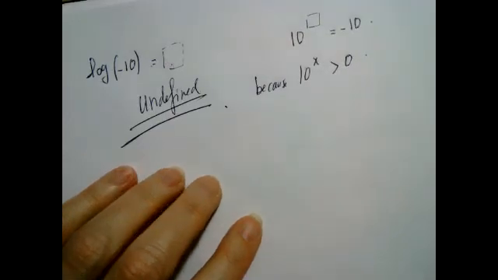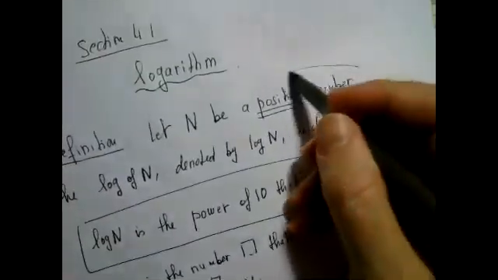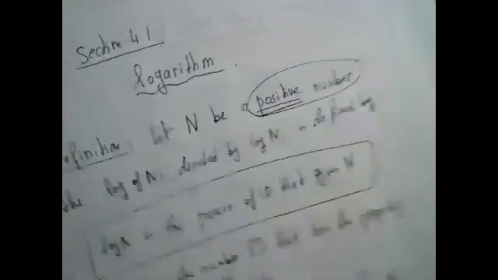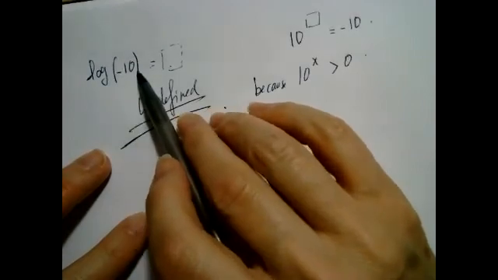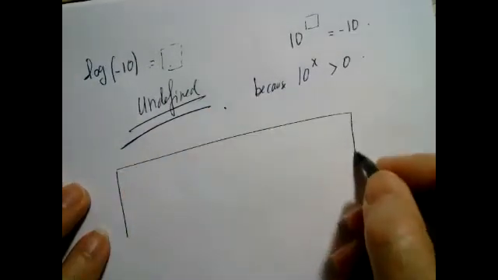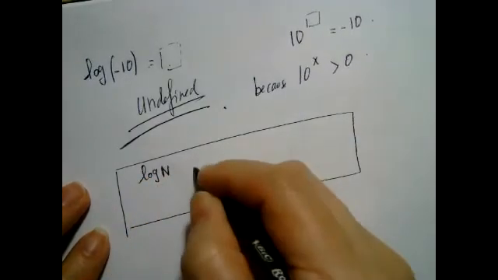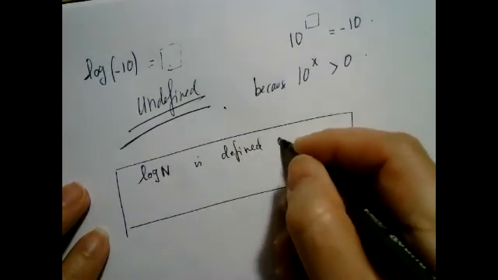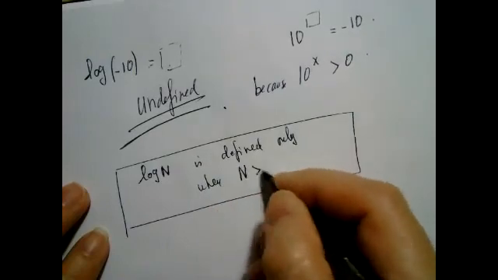That's why when I started with the definition of the log, I said let n be a positive number. That's the reason we insisted that n is a positive number, because our definition doesn't make sense when the number is negative. So the first thing we can say is that log n in general is defined, or it makes sense, only when n is positive.